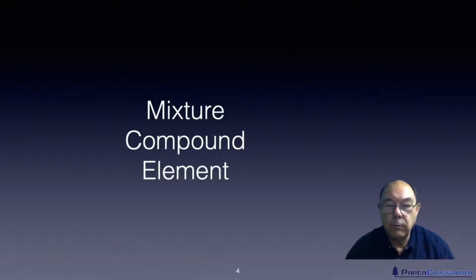A compound is where two or more elements have undergone a chemical reaction to form a whole new substance. But if you do take that substance, you can pull it apart and decompose it and make it go back to its original constituents. And that leaves us with an element. An element is something that cannot be broken down into anything simpler.